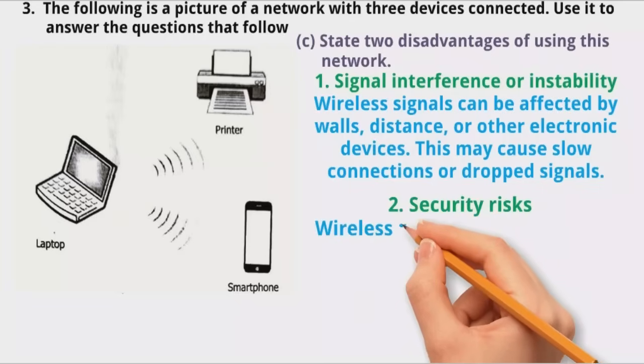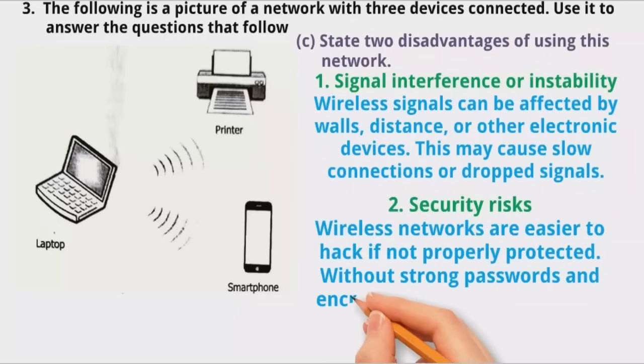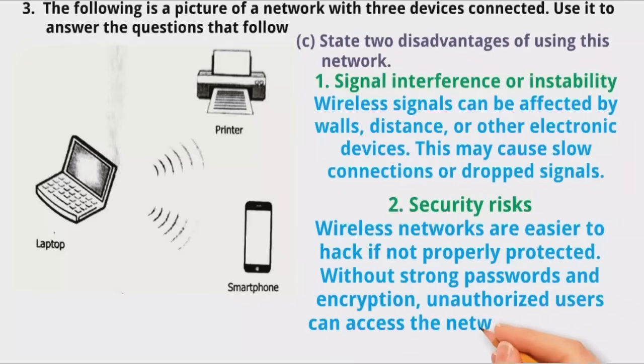Number 2, security risks. Wireless networks are easier to hack if not properly protected. Without strong passwords and encryption, unauthorized users can access the network and steal data.